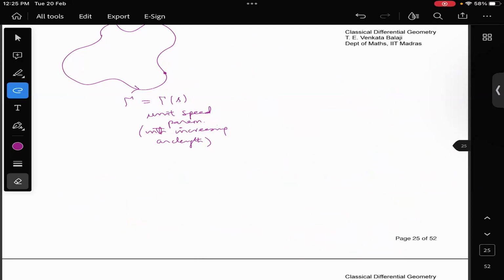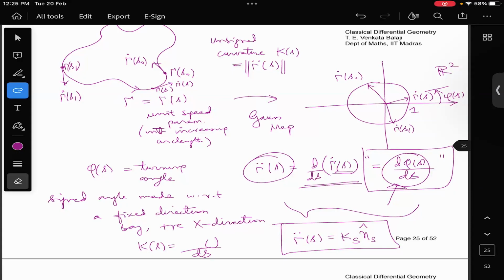It is going to be the rate at which the turning angle changes. Let me write this correctly: it's going to be d phi of s by ds. If the turning angle is decreasing, then d phi of s by ds will become negative, and you get negative signed curvature. If phi of s is increasing, then d phi of s by ds will become positive, and you will get k of s as positive. That sign change will adjust with the direction of n of s hat to give the correct direction, so as to make the geometric normal always point towards the center of curvature.